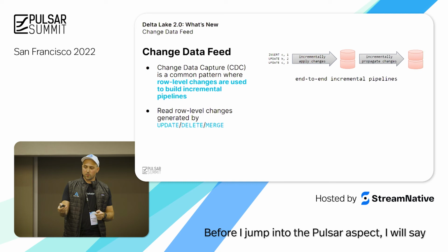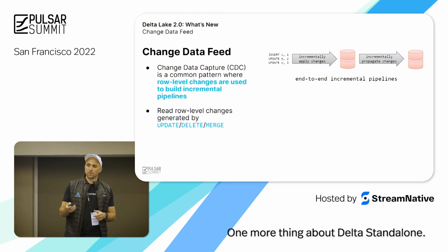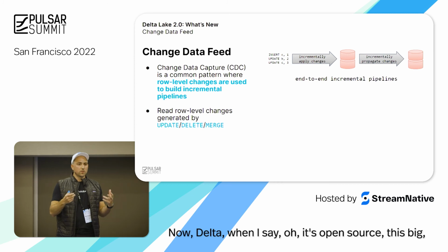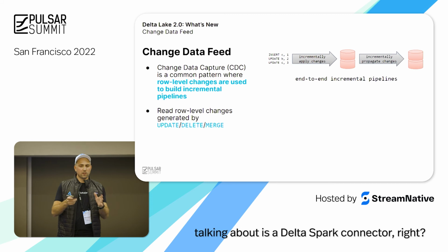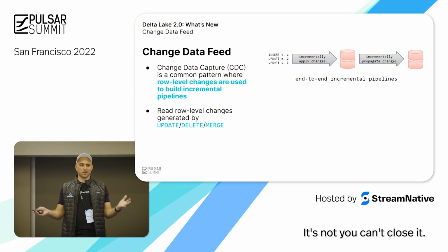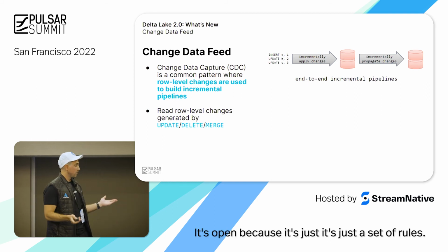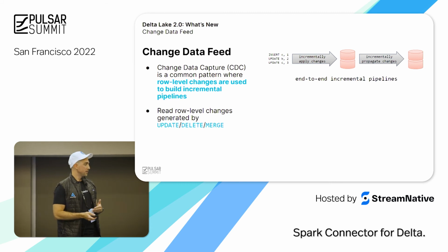Before I jump into the Pulsar aspect, I will say one more thing about Delta standalone. Now, when I say Delta is open source, this big project 2.0, what I'm actually talking about is the Delta Spark connector. Because Delta is a protocol, a way of doing things. You can't close it, it's open, because it's just a set of rules. And so the Delta project is the Spark connector for Delta.